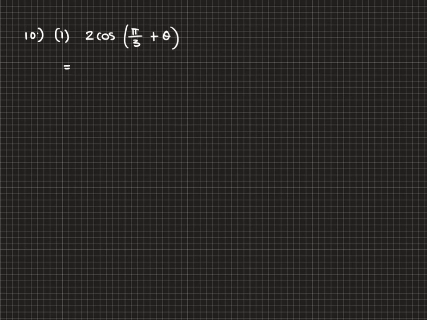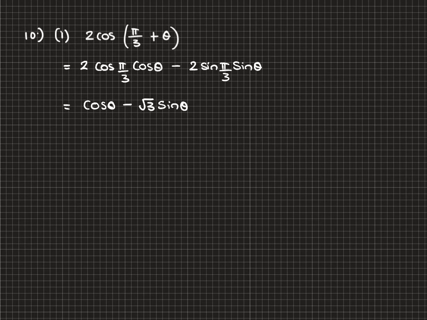So question 10 is all about small angle approximations. Let's start with the first part of question 10. We've got to expand this first of all. So we've got 2 cos pi by 3 cos theta minus 2 sine pi by 3 sine theta. Now, cos pi by 3 we know is equal to a half. So the first part simplifies to cos theta. Sine pi by 3 is root 3 over 2, so we end up with root 3 sine theta. Now, if we remember our small angle approximations, we know that cos theta is approximately 1 minus a half theta squared.